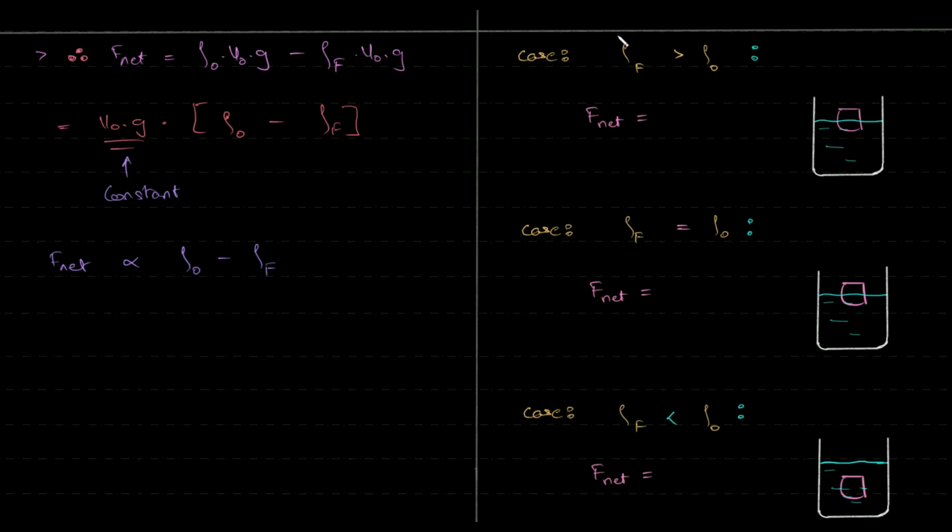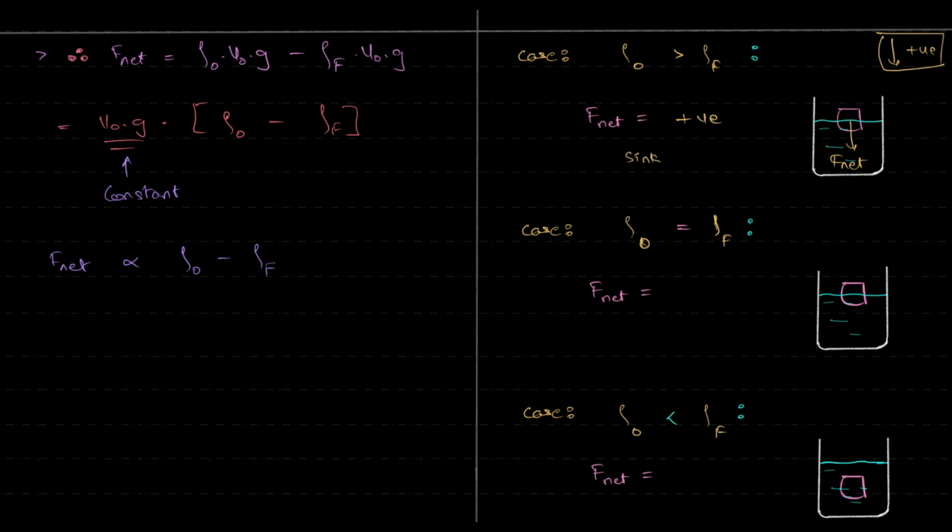So I want to consider the cases: object density more than fluid density, object density equal to, and object density less than. Now if the object density is more than that of the fluid density, what happens? The F net would be a positive value. That would mean the F net is in the downward direction, because we are taking down as the positive direction. Remember? So it will sink.